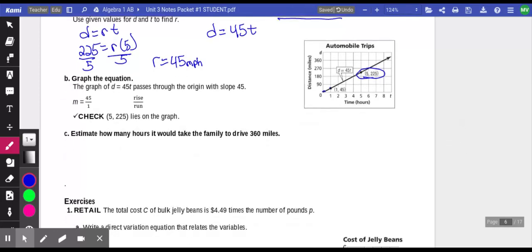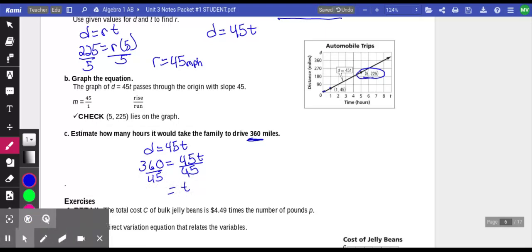Estimate how long it would take the family to drive 360 miles. So that's our d. We start with d equals 45t, so it's 360 equals 45t. We divide both sides by 45, and we find out that it's 8 hours.